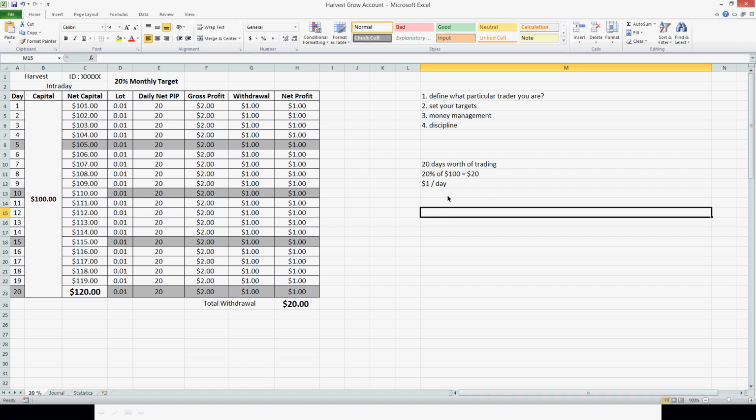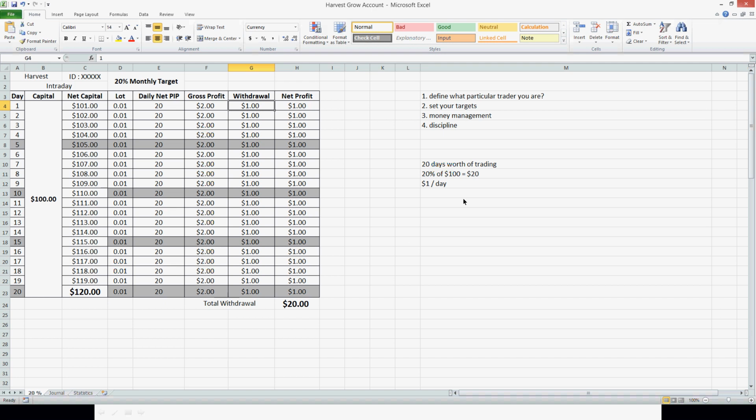If I'm a trader who can actually achieve 20 pips a day, then that's great, because 10 pips a day is about $1. So if I achieve 20 pips in a day, I would get $2 worth of profit, and I would be able to increase my capital to $101, and I would also be able to withdraw $1 every day. If you set yourself up with a much easier target, then it doesn't put any pressure on you.